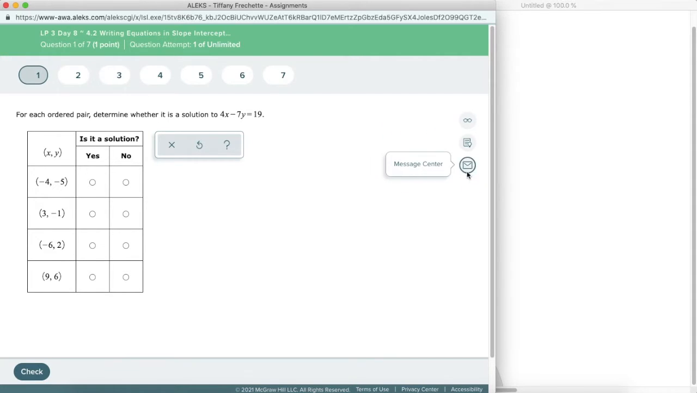Message Center will quite literally send a message to your teacher, and it will attach a copy of the question you're looking at, so we know exactly where to come help you.